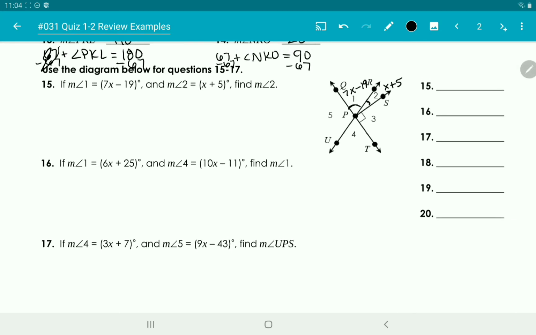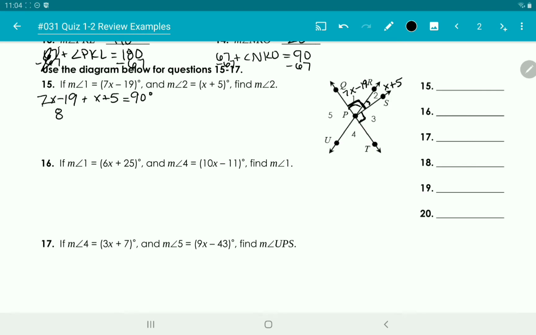Well, if we look, we see that this is already marked as a right angle. We can go ahead and say, since this line makes up a straight angle with that, together, this angle is also going to be a 90-degree angle. So this 7x minus 19 plus this x plus 5 is going to make up that 90-degree angle, because two 90-degree angles make a straight angle, or this straight line.